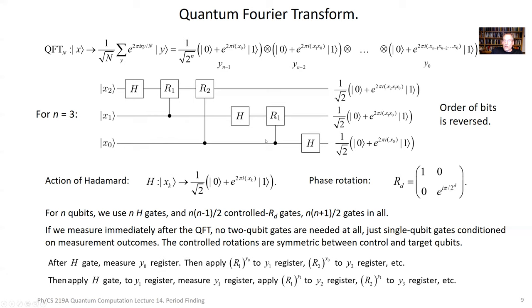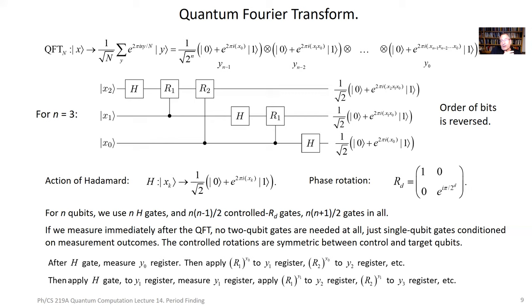So in all, if we have n bits, there are going to be n Hadamards, and as many conditional rotations as there are pairs of bits. So n choose 2. That means I have n Hadamards and n times n minus 1 over 2 of these controlled rotation gates, 2 qubit gates, all together n times n plus 1 over 2 gates. So the circuit has a size, a number of gates, which is just quadratic in n. Pretty simple circuit.